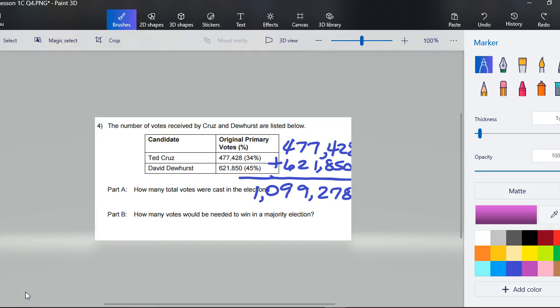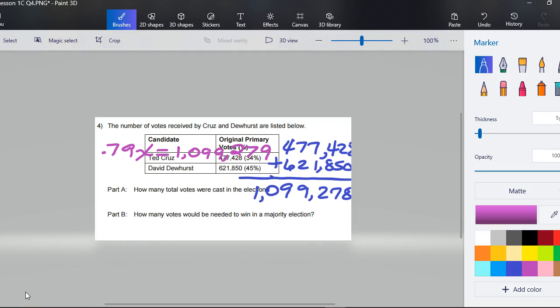We'll have to do some algebra to calculate this amount. So I've changed pen color, and I'm going to write down that 79% of the total amount of votes cast is equal to our 1,099,278 voters, the ones who voted for Cruz and for Dewhurst.